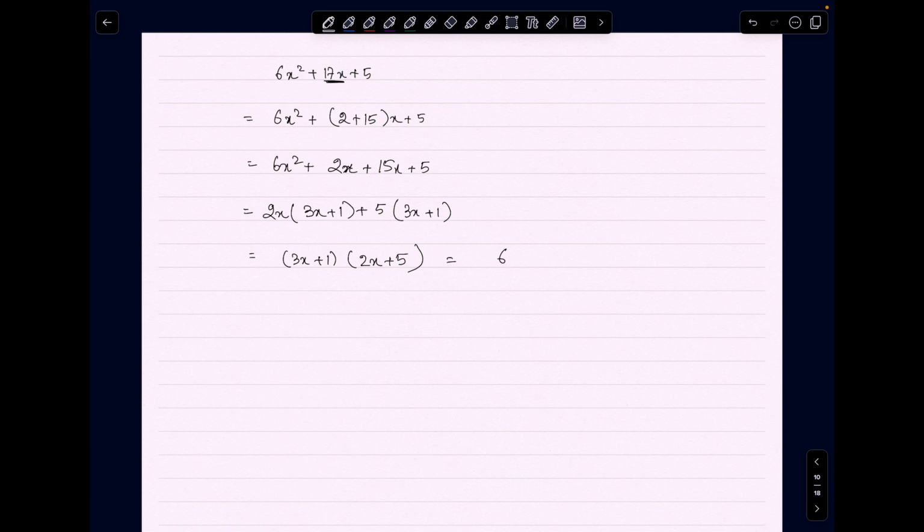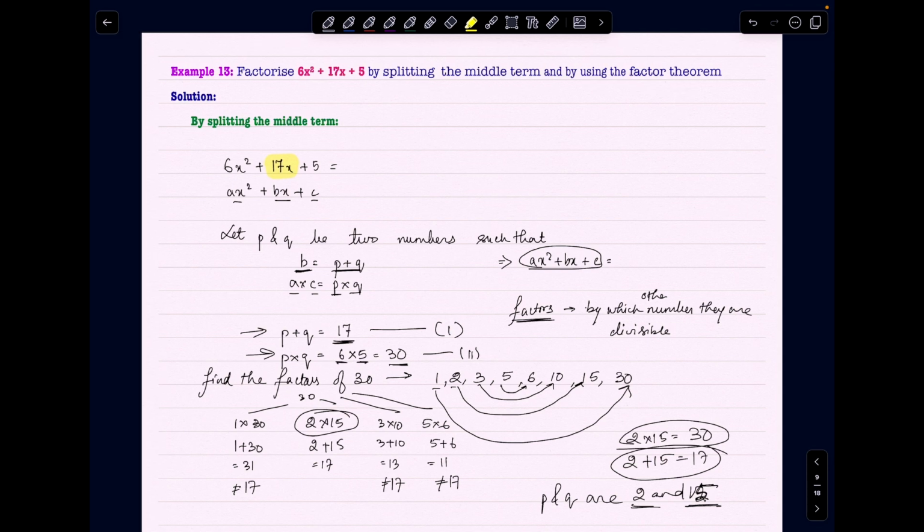So this is the answer. This equals 6x square plus 17x plus 5. This is the factor form. 6x square plus 17x plus 5 can be written as 3x plus 1 into 2x plus 5. This is the way of doing it by splitting the middle term. You have to find two numbers such that these two equations are satisfied. That is splitting the middle term.